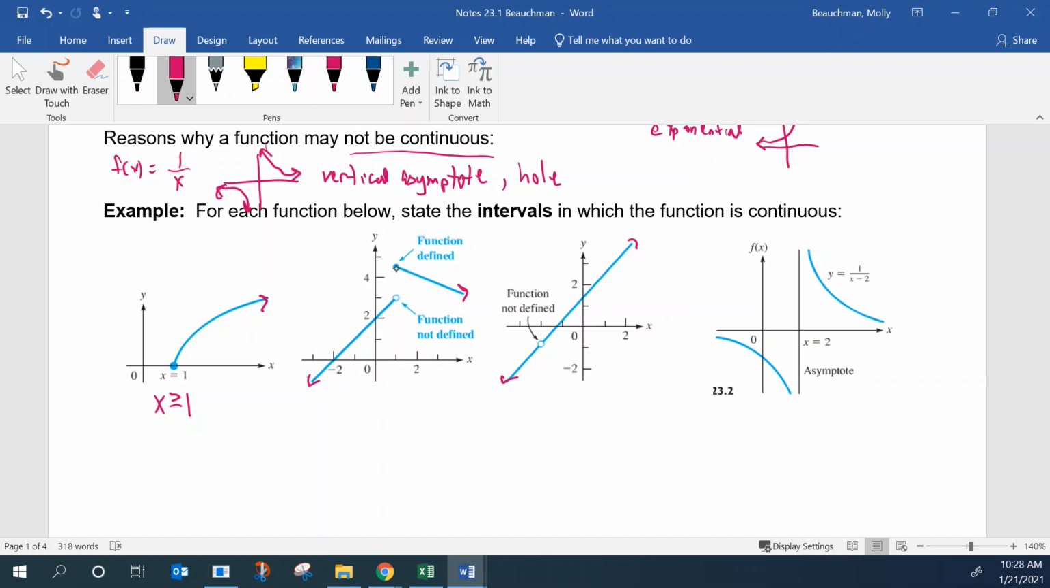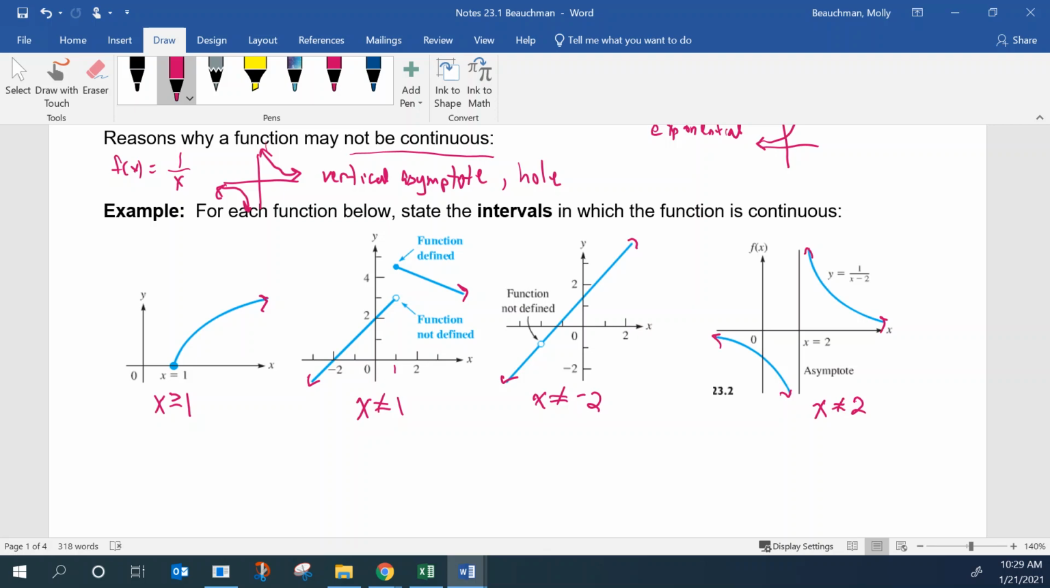The second graph is continuous everywhere except, let's see, the function is defined at 1, but there's a break at 1. That means for a small change in x, there's a large change in y. So it's continuous everywhere except x equals 1. So we can write x does not equal 1. The next function is continuous everywhere except for where it's not defined, and that's at -2. So in this one, x cannot equal -2, but it can equal all other numbers. And our last example is a hyperbola, which has two branches with a vertical asymptote at x equals 2. So this is continuous everywhere except x cannot equal 2.